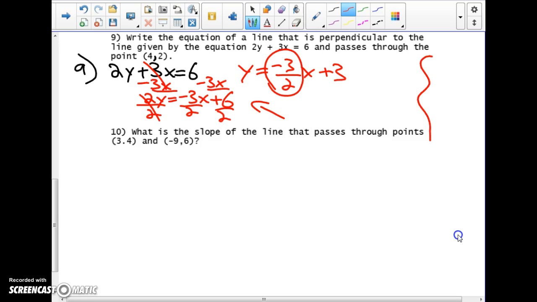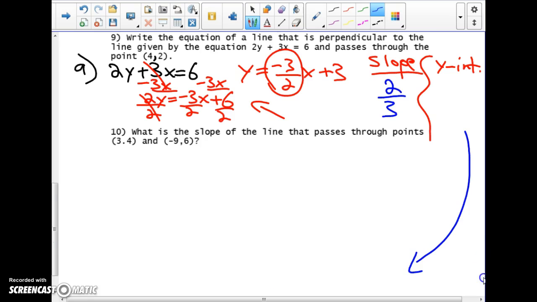So the two things I need to write my equation are my slope and my y-intercept. Well, since these are perpendicular, the slopes are not going to be identical. It's going to be the opposite sign, and it's going to be the reciprocal. The opposite of a negative is positive, and the reciprocal of 3/2 is 2/3. So that's half my answer. The other half is finding my y-intercept. And since I'm running out of room, I'm going to come down here and finish the problem.